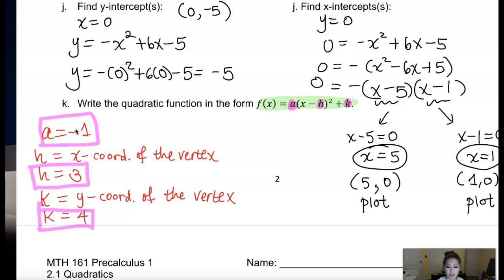So let's do that. F of x equals a first. A is negative 1, open parenthesis, and do x minus h inside. X minus 3, close the parenthesis and square it, and then do plus k outside. K is 4, so let's do plus 4. That is how you write the equation in vertex form using the x and y coordinates of the vertex, and the given a value that we had in the very beginning.